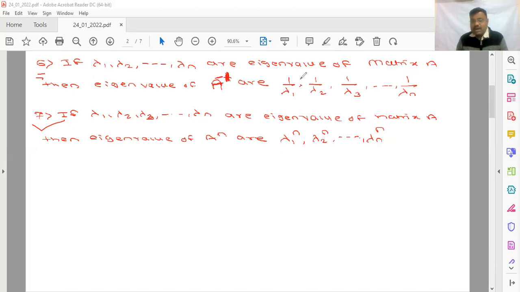The eigenvalues of A inverse are 1 upon lambda 1, 1 upon lambda 2, 1 upon lambda 3, and so on, 1 upon lambda n.